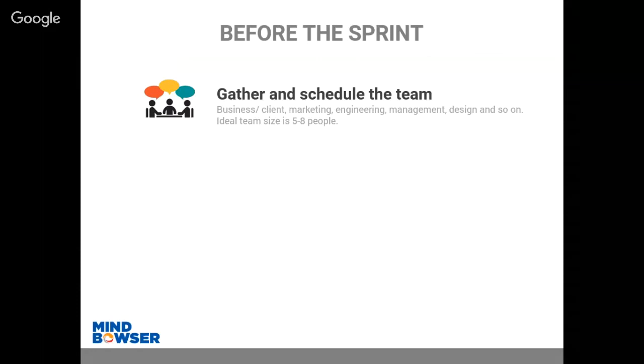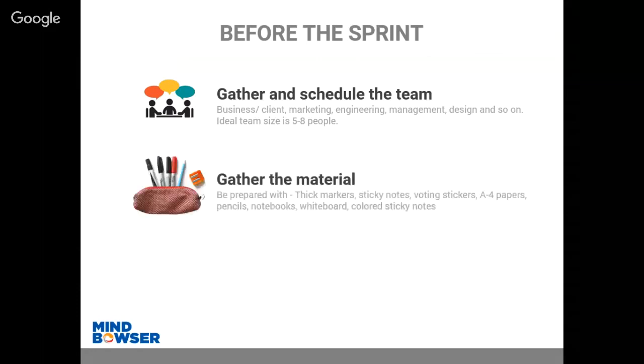The ideal team size is about 5 to 8 people. So gather them and schedule their time. Make sure that they are available. Of course, gather the material, since you're going to prototype, paper prototype, and sketch and do a lot of creative activities, you need to be prepared with a lot of stationery items like markers, sticky notes, A4 papers, notebooks, whiteboards, and things like that.